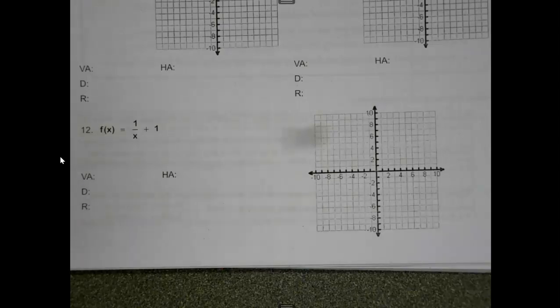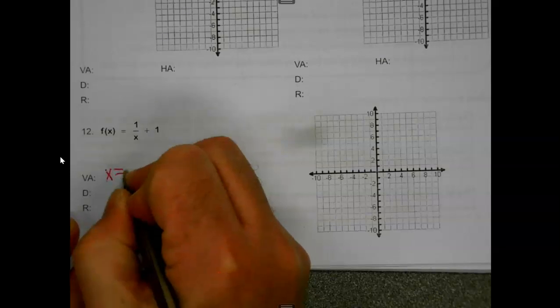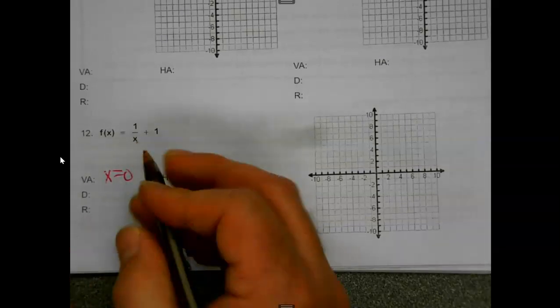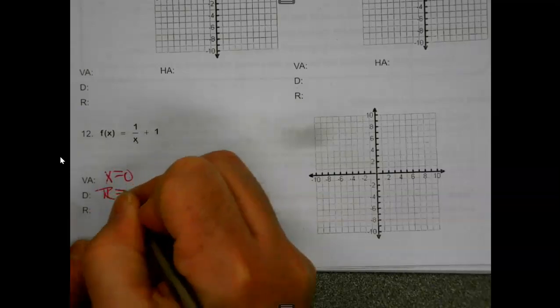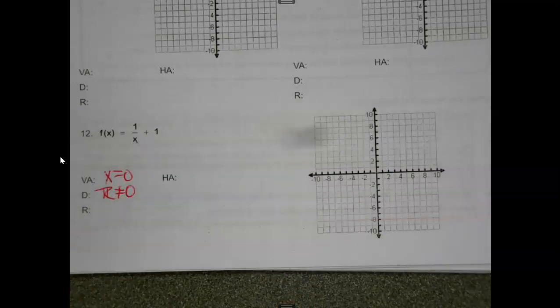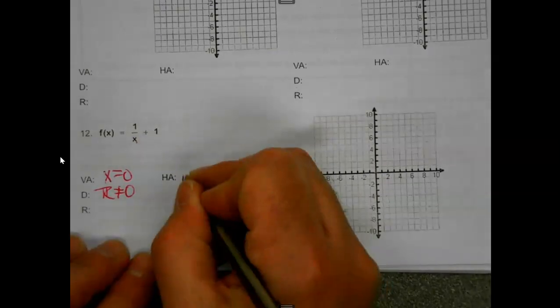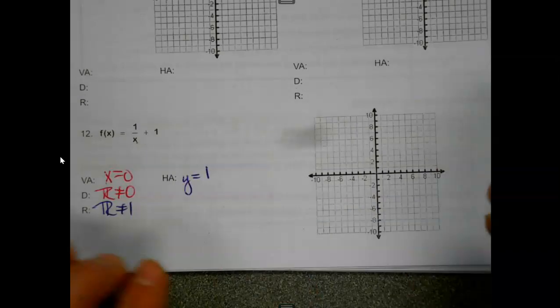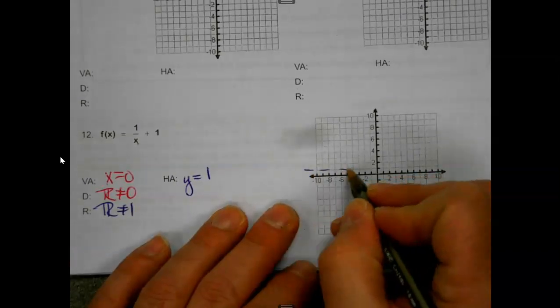What is my vertical asymptote on 12? 0. Because there's no left or right shift. There's nothing going on in the denominator of the fraction. So that also tells me my domain. Okay, that's good. We passed that test. What about the horizontal asymptote? 1. Range, everything but 1.